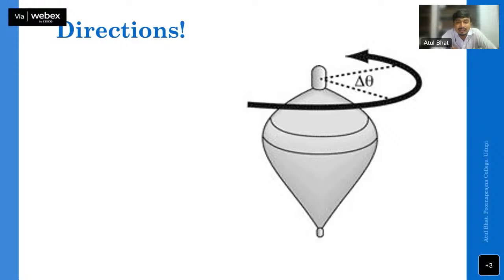Now let's understand the directions, because these are all vectors and they are rotating. Now when I say rotating, the vectors usually keep changing direction. So I need to understand the direction of this angular velocity. So let's consider an object that is moving along this black arrow of radius, let's say r. So it's moving with a radius r.